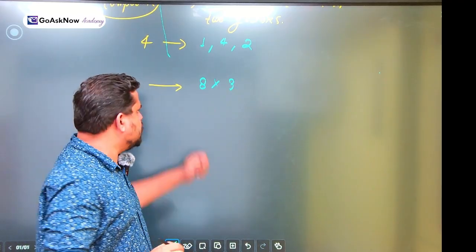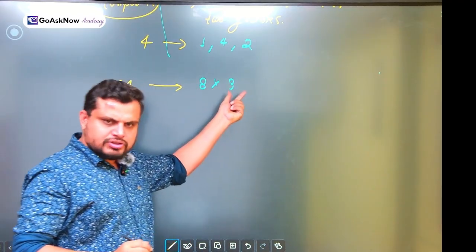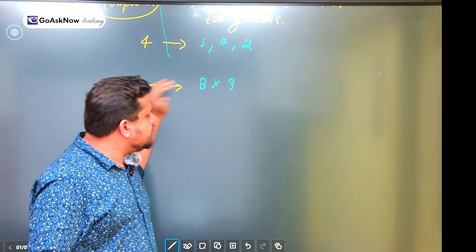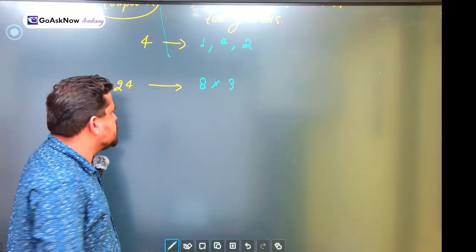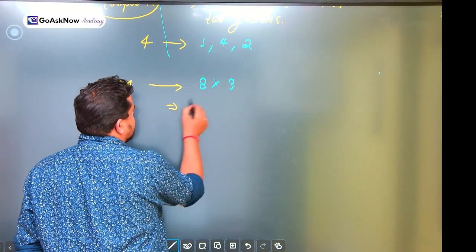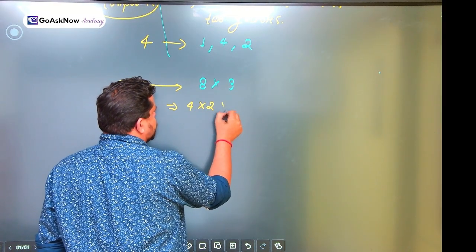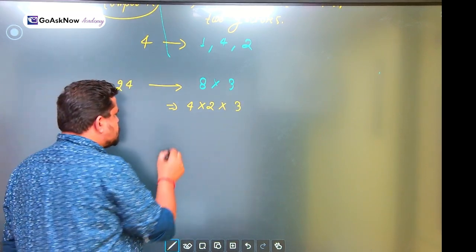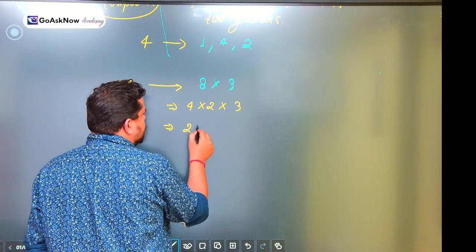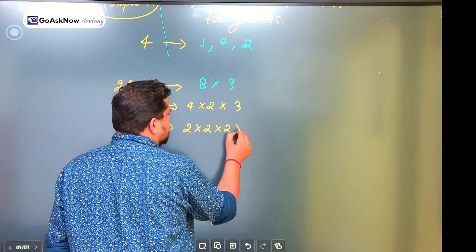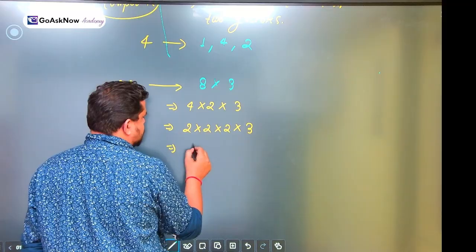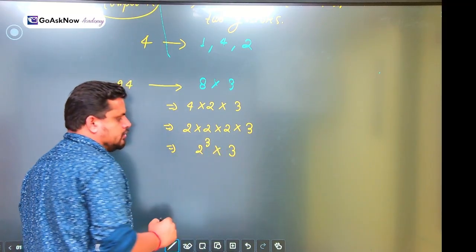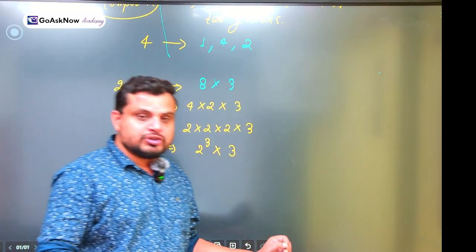Okay, so now is 8 a prime? 3 is a prime. Okay, so now try to break it down in the form of primes. We can write it as 4 into 2 into 3. Now here 4 is not a prime. So now we can write it as 2 into 2 into 2 into 3. So this is equal to 2 cube into 3. Okay, 2 cube into 3.